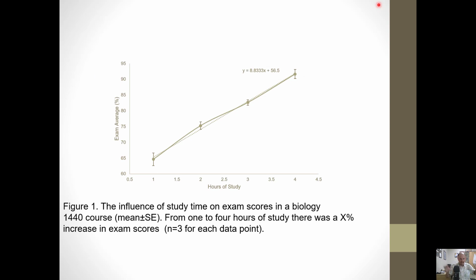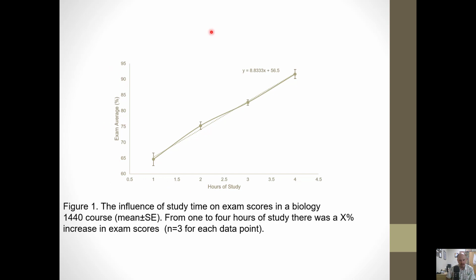So here is the figure that I came up with for the data from scenario 3. We have hours of study, we have exam average, okay? And here is the best fit line and the equation of the line. That equation of the line is very important. So hours of study here, that is our independent variable, and exam average is our dependent variable.